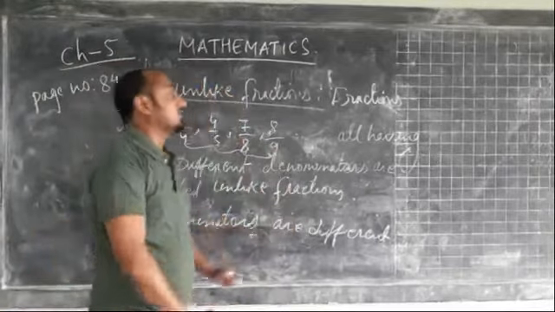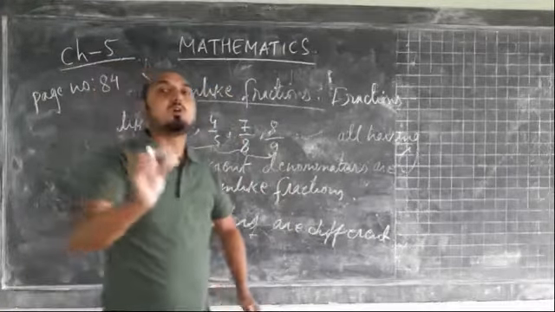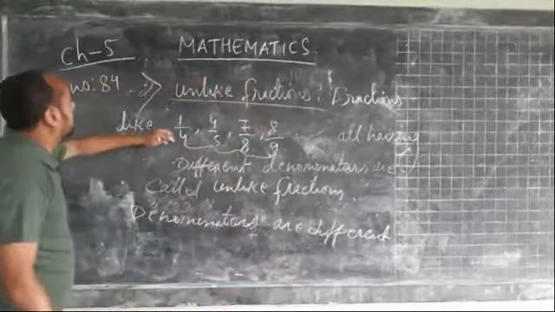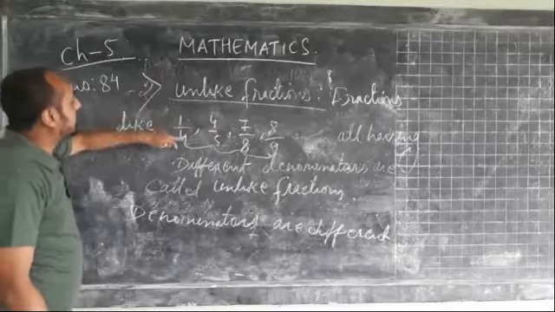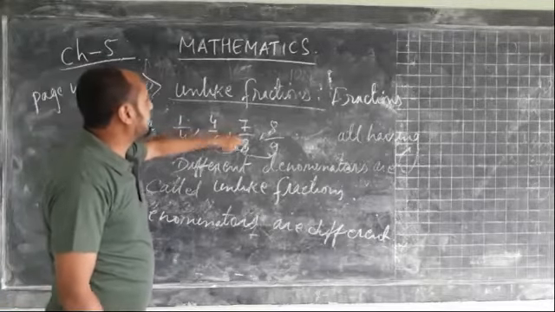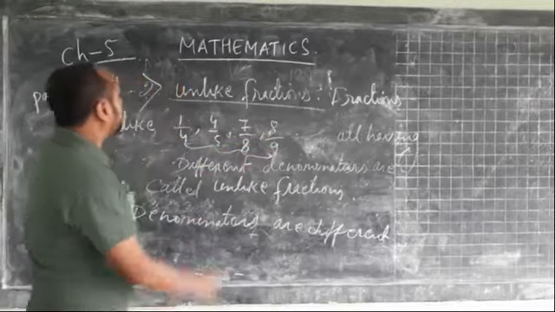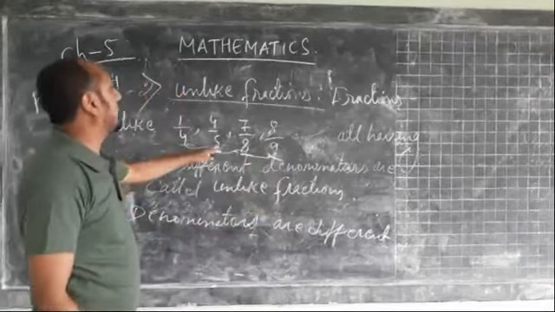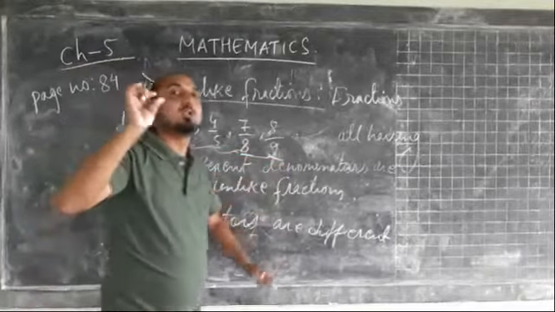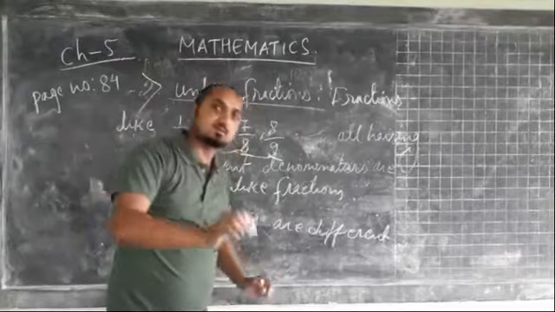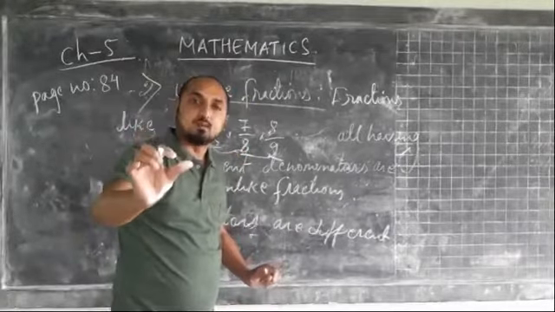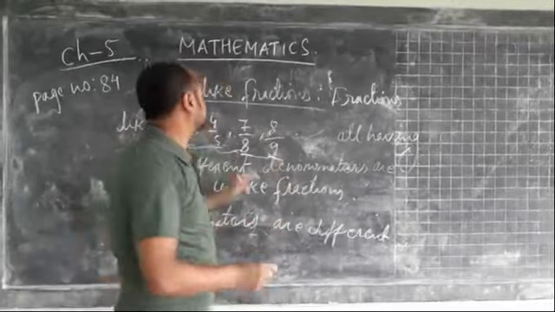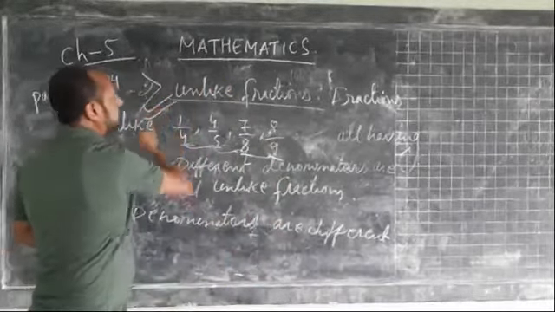Once again, in the case of unlike fraction, all the denominators will be different. So if we notice from the given example, we have 1 by 4, 4 by 5, 7 by 8, 8 by 9. All these denominator values are different: 4, 5, 8, 9. So it is not same. In the case of like fraction, all the denominators will be same. In the case of unlike fraction, all the denominator values will be different. So this is the case of unlike fraction.